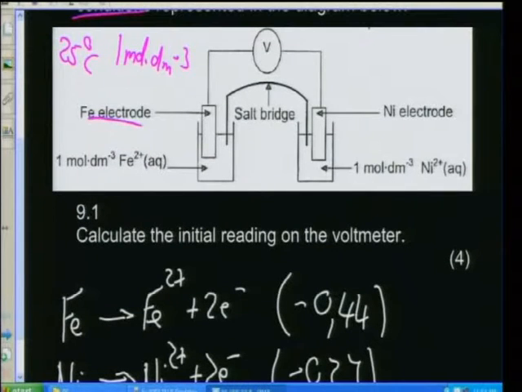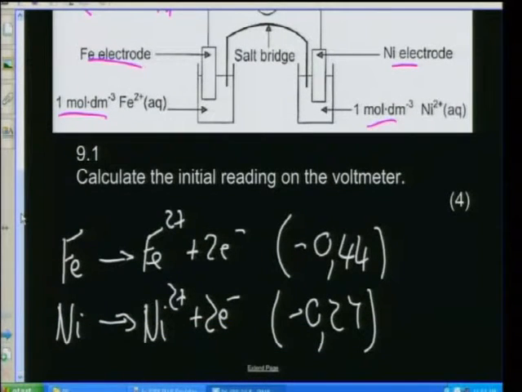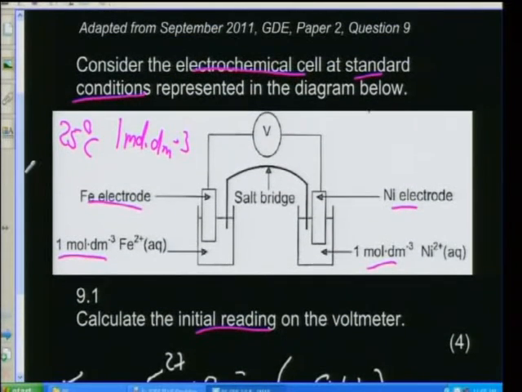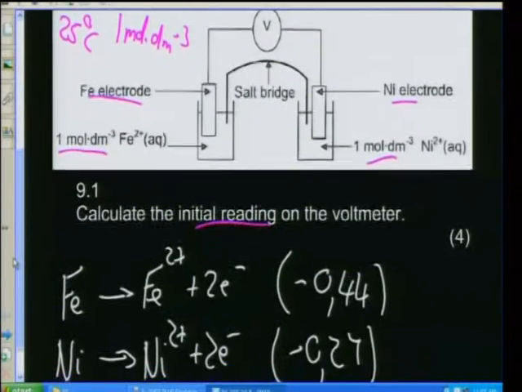We've got an iron electrode connected to a nickel electrode. There's 1 molar, so that's the standard conditions. Now they say, calculate the initial reading on the voltmeter. Remember, this is an electrochemical cell. We've got chemical energy giving us electrical energy, so it's a galvanic cell.